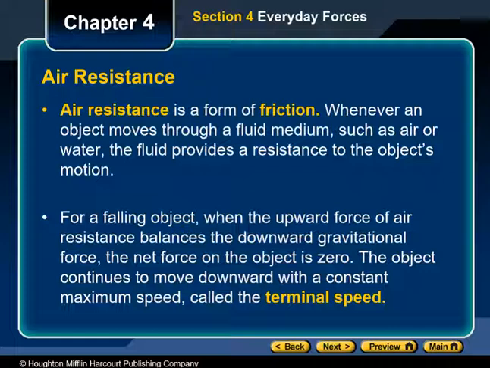A similar situation occurs when an object falls through air. As a free-falling body accelerates, its velocity increases. As the velocity increases, the resistance of the air to the object's motion also constantly increases. When the upward force of air resistance balances the downward gravitational force, the net force on the object is zero, and the object continues to move downward with a constant maximum speed called the terminal speed.